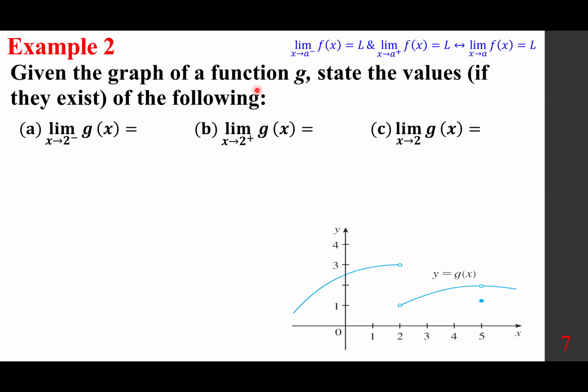Example 2, given the graph of a function g, state the values, if they exist, of the following. We are interested in finding the limit of g of x as x approaches 2. That's why we look at the one-sided limits. So this one is the limit of g of x as x approaches 2 from the left. This is from the right. So from the left, here's the left side of 2. This is the branch, it moves this way. We never get there, but we get very close. And the y coordinate is 3.